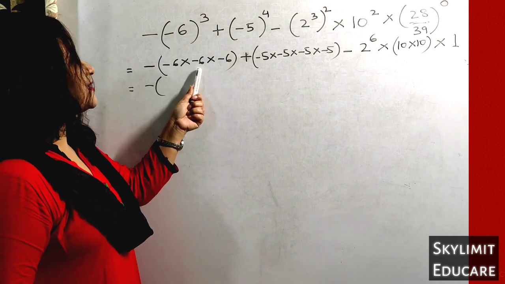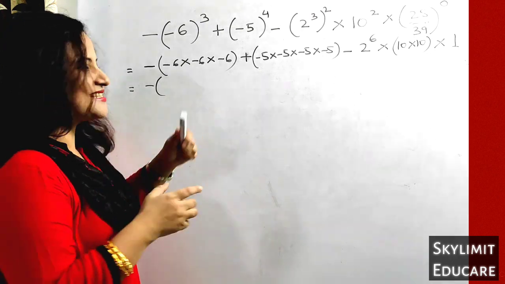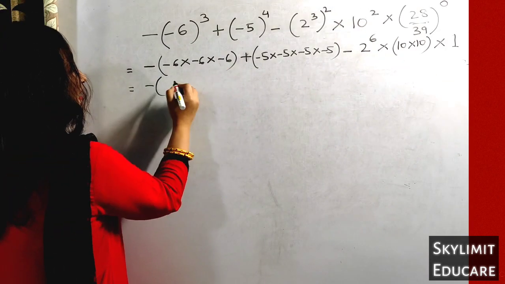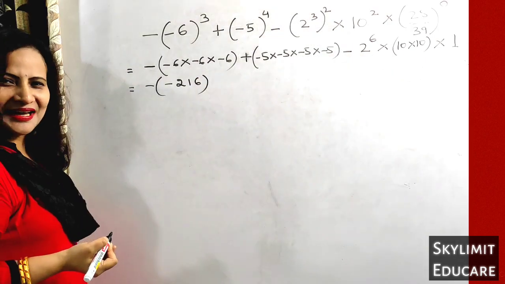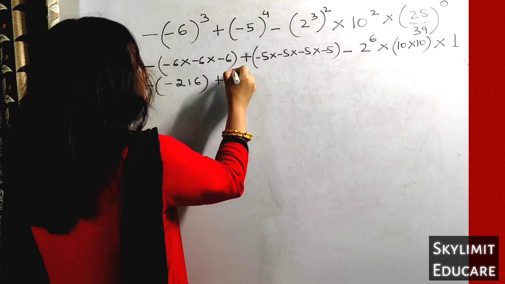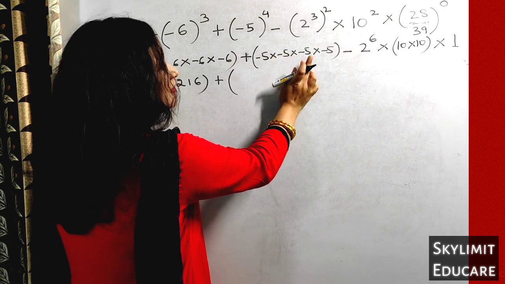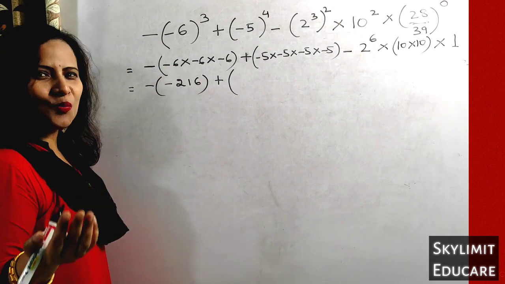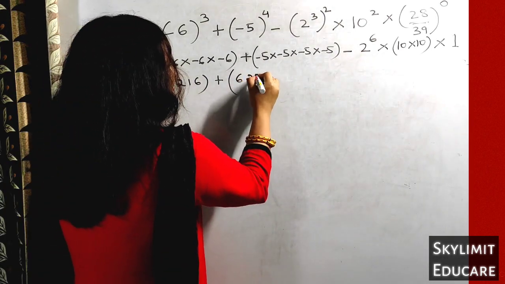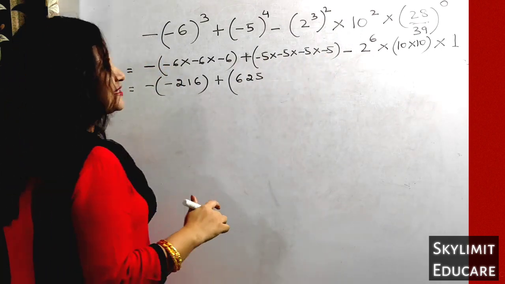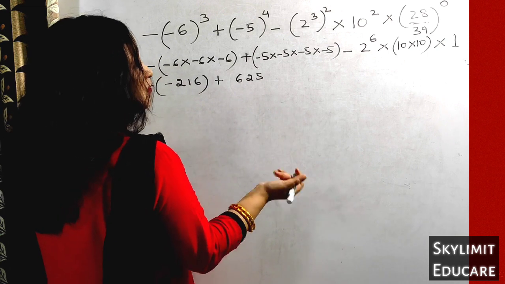6 sixes are 36. 36 sixes are 216. There is a minus sign, so it will be minus 216. Okay? Plus 5 fives are 25. 25 fives are 125. 125 fives are, you will get how much? 625. Minus sign multiplied 4 times, even number of times, plus only. So simply you can write plus 625, no problem.